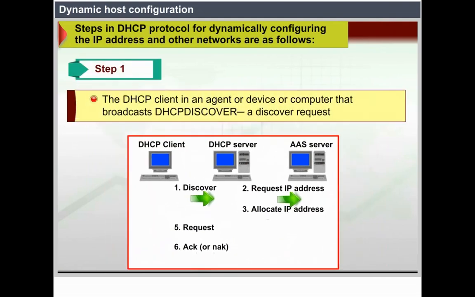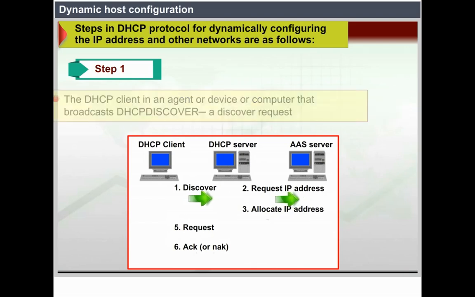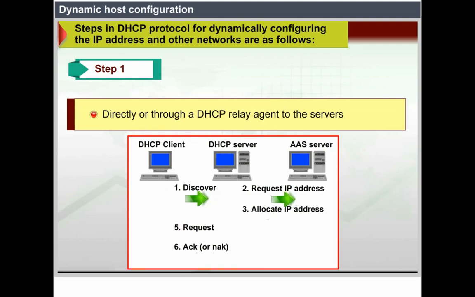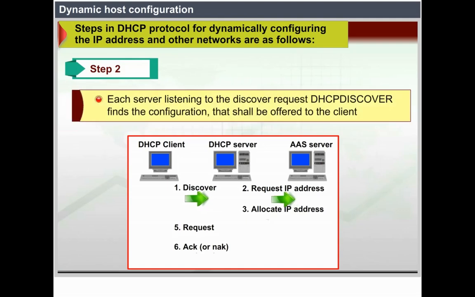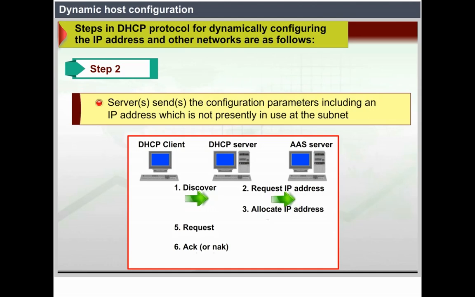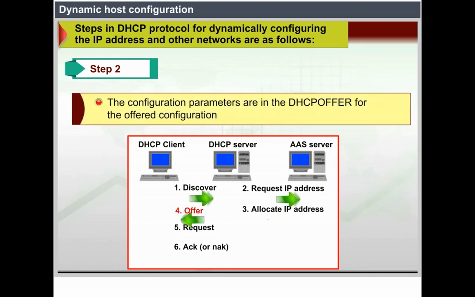Step 1. The DHCP client, an agent or device or computer, broadcasts DHCP discover, a discover request, directly or through a DHCP relay agent to the servers. Step 2. Each server listening to the discover request, DHCP discover, finds the configuration which can be offered to the client. Servers sense the configuration parameters including an IP address not presently in use at the subnet. The configuration parameters are in the DHCP offer for the offered configuration.